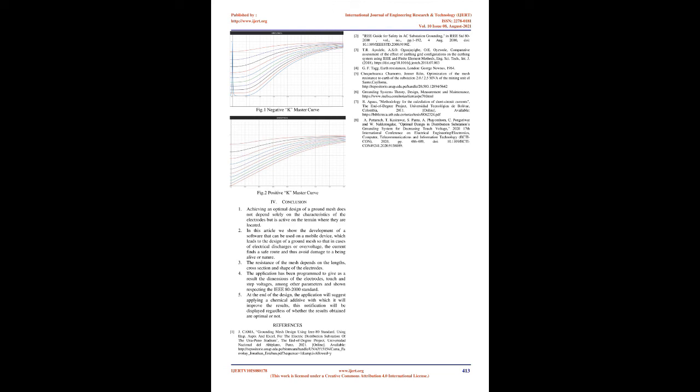The resistance of the mesh depends on the lengths, cross-section, and shape of the electrodes. The application has been programmed to give as a result the dimensions of the electrodes, touch and step voltages, among other parameters, shown respecting the IEEE 80-2000 standard. At the end of the design, the application will suggest applying a chemical additive with which it will improve the results. This notification will be displayed regardless of whether the results obtained are optimal or not.